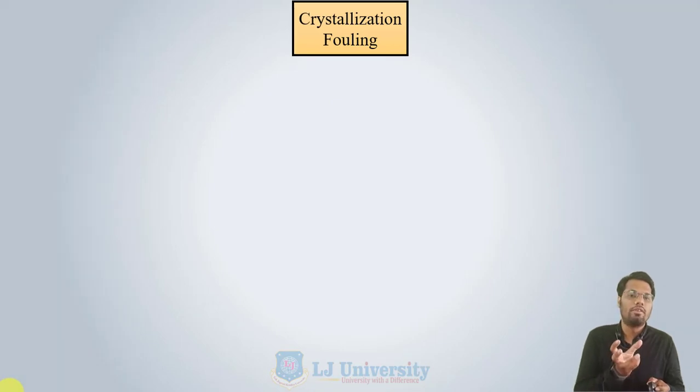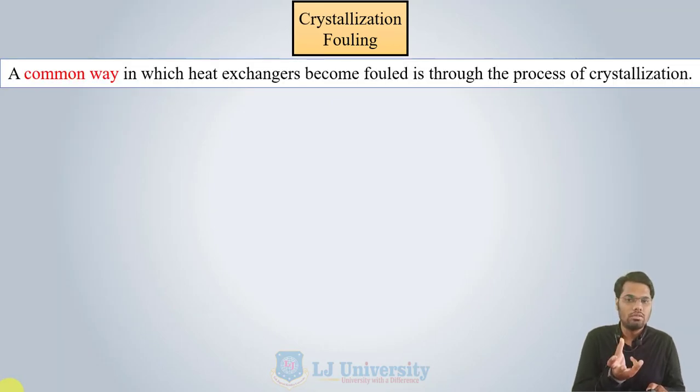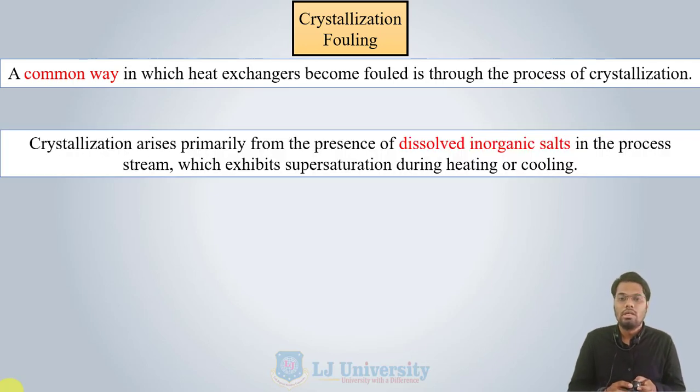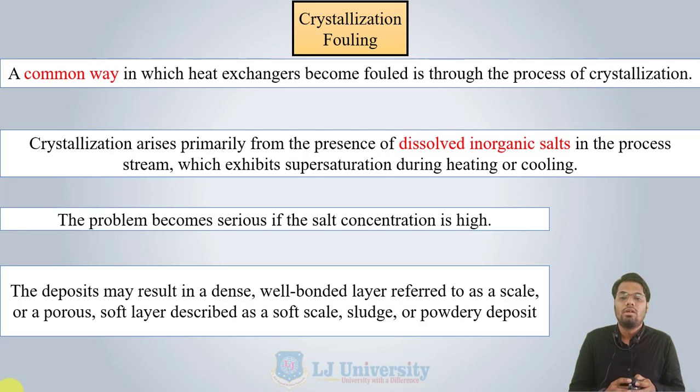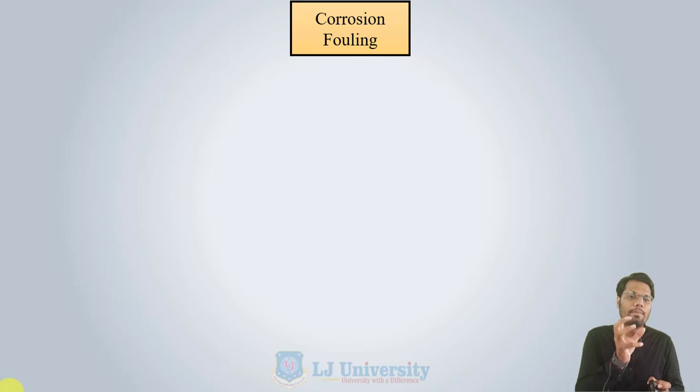Second one is crystallization fouling, which is mainly due to salt. A common way in which the heat exchanger becomes fouled is through the process of crystallization. Crystallization arises primarily from the presence of dissolved inorganic salt in the process stream, which exhibits supersaturation during heating or cooling. The problem becomes serious if the salt concentration is very high. The deposits may result in a dense, well-bonded layer referred to as a scale, or a porous, soft layer described as a soft scale, sludge or powdery deposit, which affects the mechanical strength of the heat exchanger.